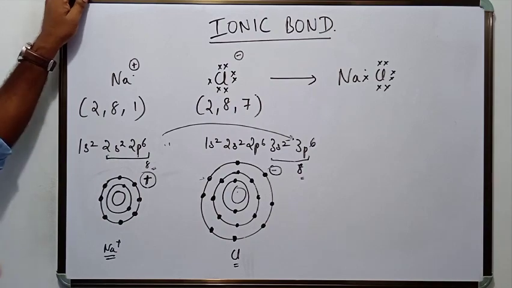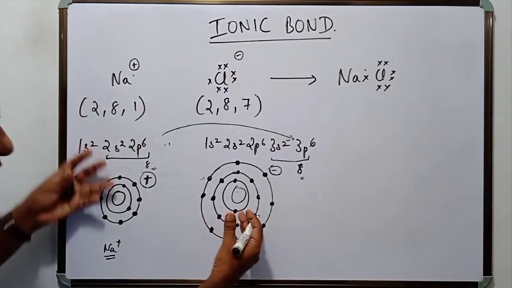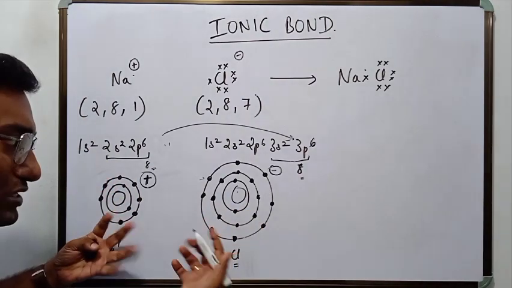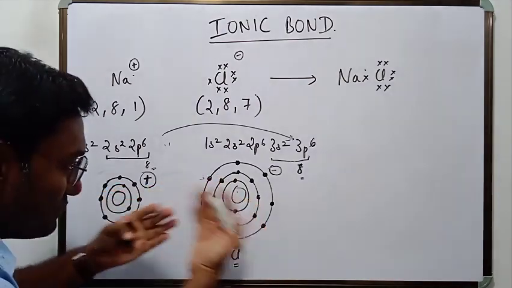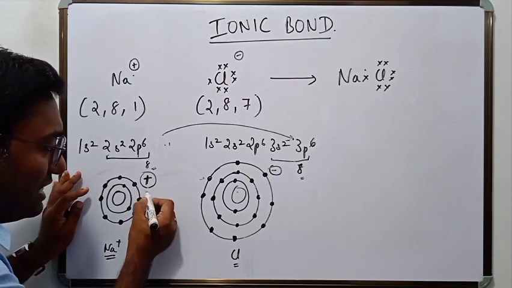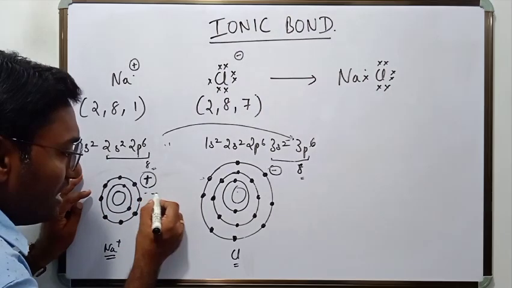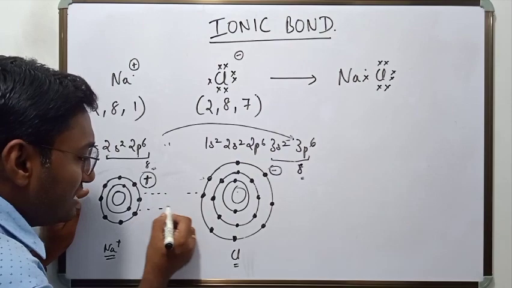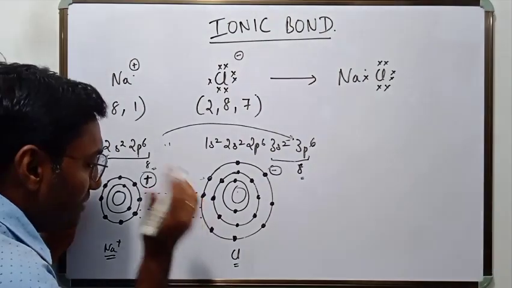Now what would happen is that they are very close to each other. Obviously, that is why it has donated the electron. So being so close to each other, what happens? The oppositely charged ions start attracting each other. A force of attraction comes into play.